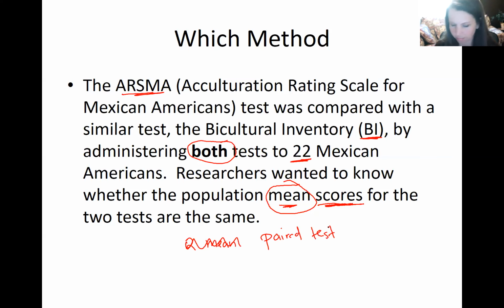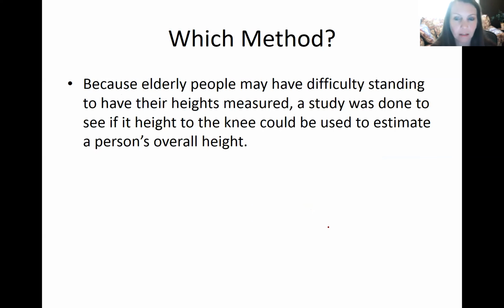Paired test. All right, because elderly people may have difficulty standing to have their heights measured, a study was done to see if height to the knee could be used to estimate a person's overall height.